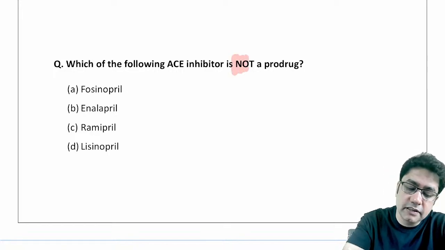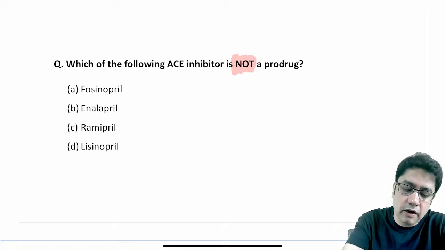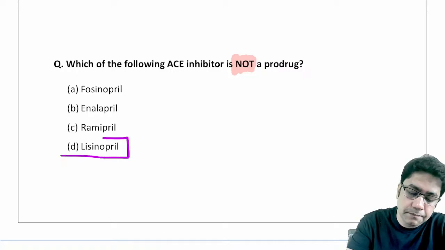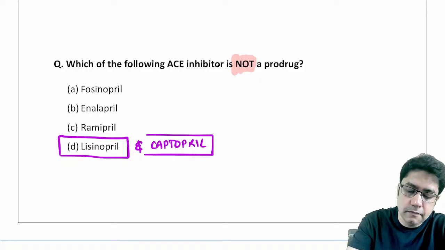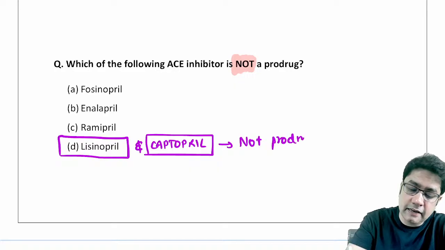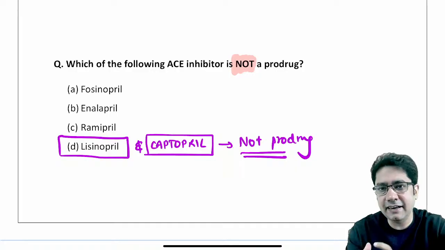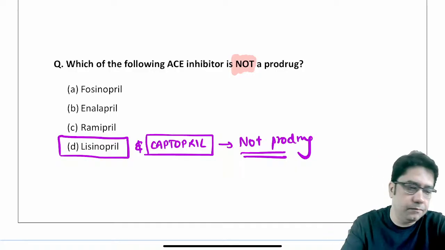I think we have discussed this in general pharma. All ACE inhibitors are prodrugs except two drugs, captopril and lisinopril. So captopril and lisinopril are the two ACE inhibitors which are not prodrugs. They themselves are in the active form. The rest of the ACE inhibitors are inactive drugs, prodrugs. Inside the body, they get converted into the active form.